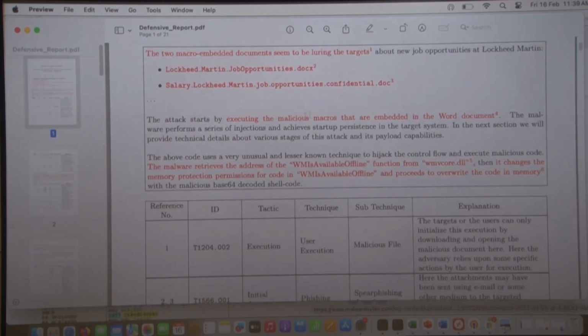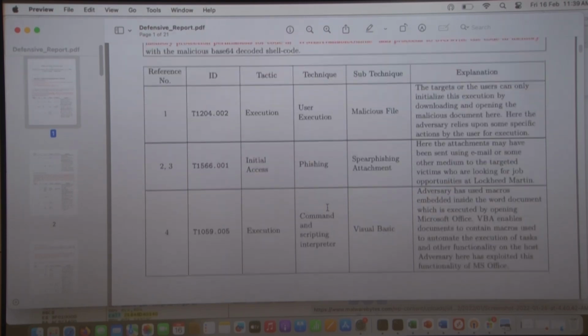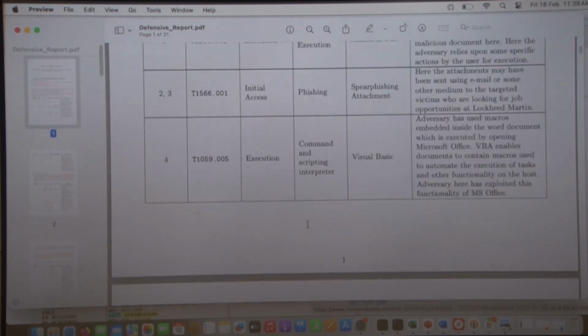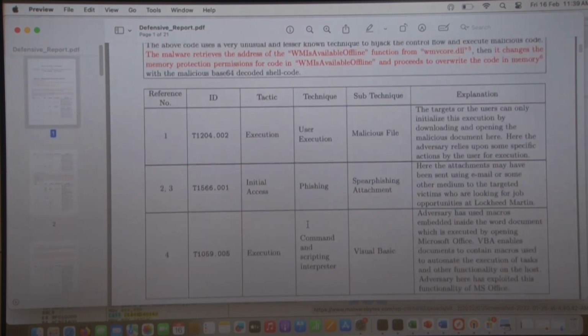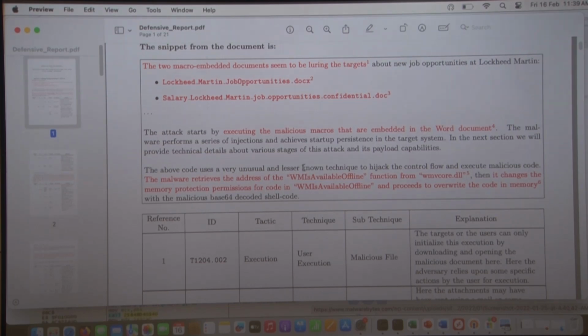This attack starts by executing these malicious macros. If the user executes the malicious macro embedded in this Word document, then the malware will perform a series of injections and achieve startup persistence on the target system, which were explained in the report. So after reading this, one can conclude with this set of TTPs, which is user execution, phishing, command and scripting interpreter, process discovery and process injection. This set of TTPs was mapped for this part of the threat report.